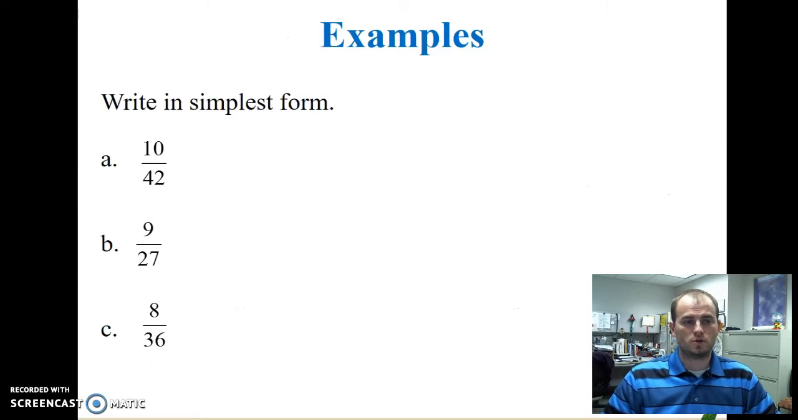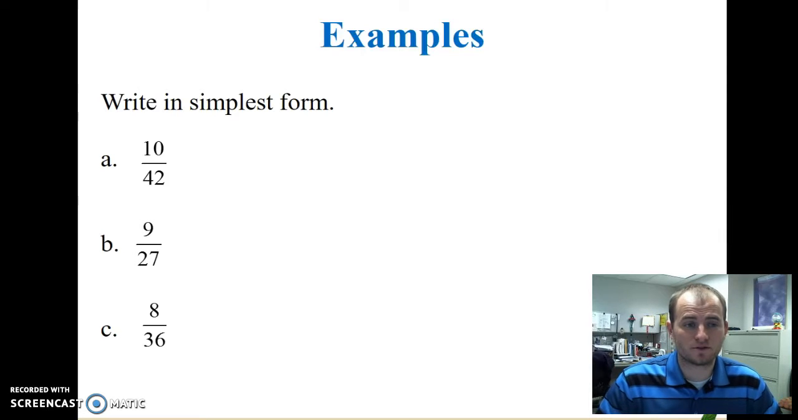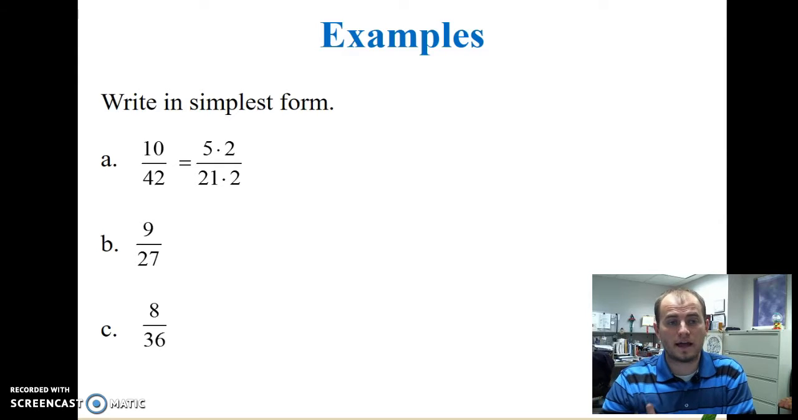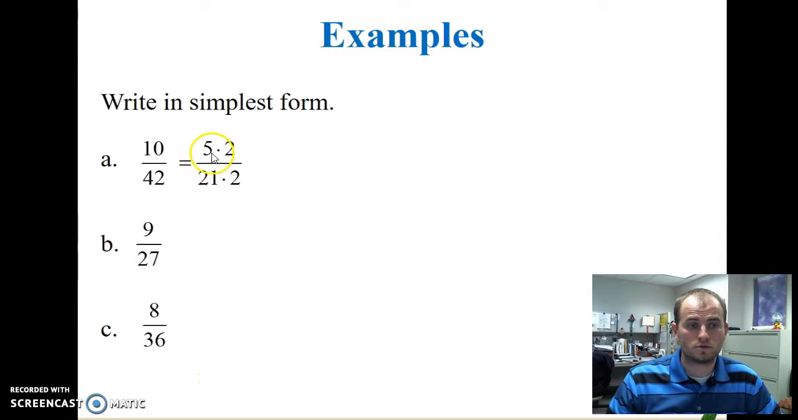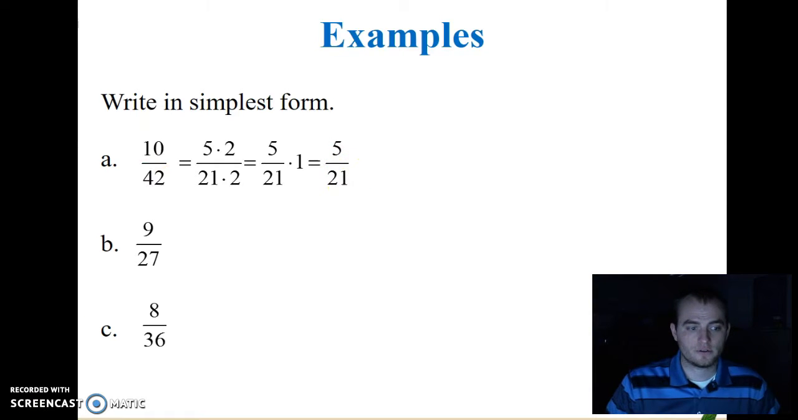10 over 42. 10 over 42 is not in simplest form because something goes into both 10 and 42. And that number is 2. So you can rewrite these as factors of 2. 10 is 5 times 2, and 42 is 21 times 2. So now you can reduce the 2's away because 2 goes into both, and that reduces to 5 over 21. So 10 over 42 is the same thing as 5 over 21, it's just reduced.